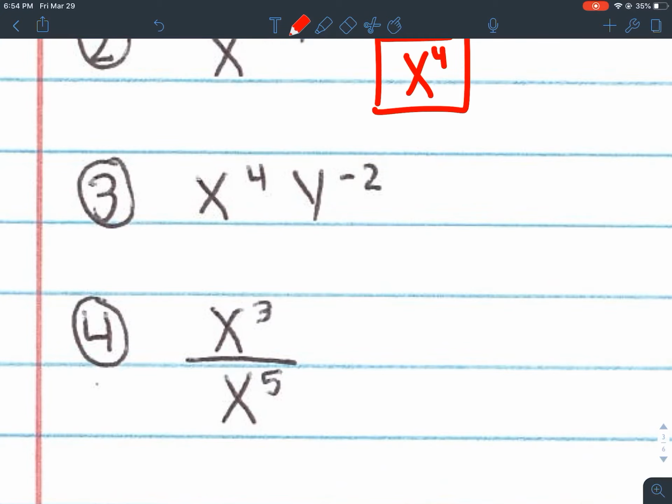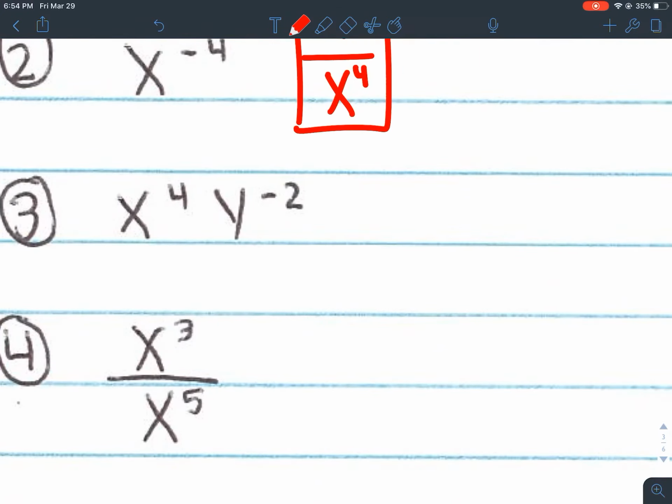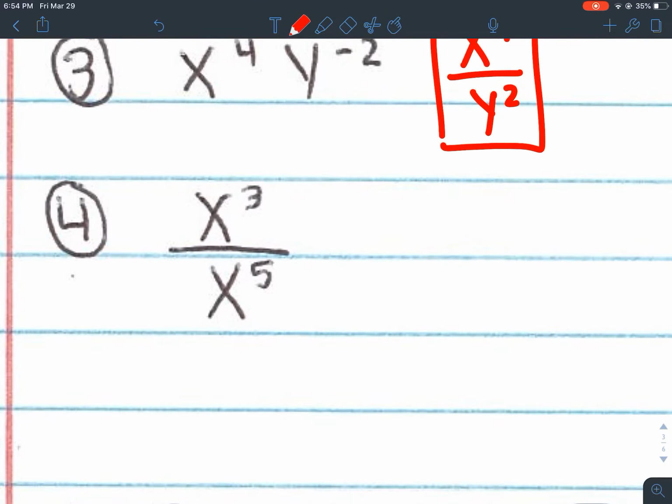Number 3, I have x to the 4th and y to the negative 2. Now, my x to the 4th is already positive. I don't need to move it, so it's going to stay in the top. But my y to the negative 2 is going to move to my denominator because it is negative. Okay? So now it's simplified. You want to move that down. Number 4, this one actually you don't have to do this whole negative exponent thing if you can kind of just see it. You know that there's 3 x's in the top and 5 x's in the bottom.